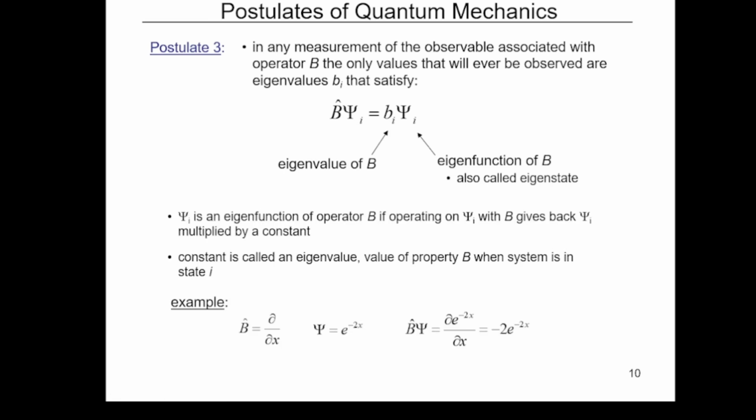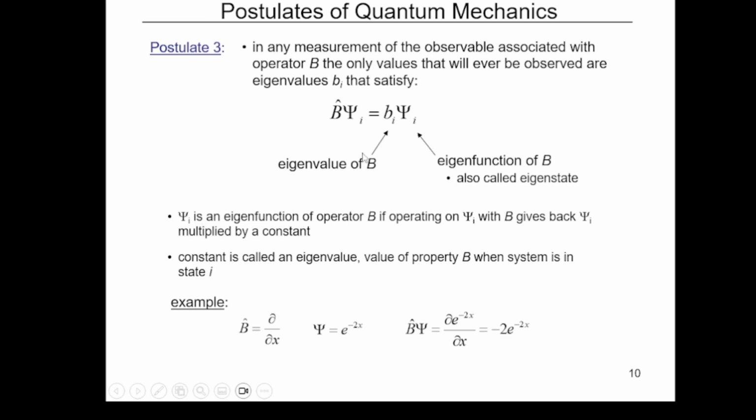So the third postulate says that in any measurement of the observable associated with operator B, the only values that will ever be observed are eigenvalues that satisfy this equation. So the operator operating on the wave function delivers the eigenvalue, and the wave function or the eigenfunction is given back here. So the operator operating on the eigenfunction gives back the eigenvalue of this operator B, and the associated eigenfunction is also retained there. It is also called an eigenstate.